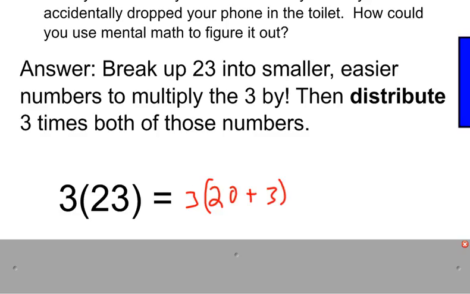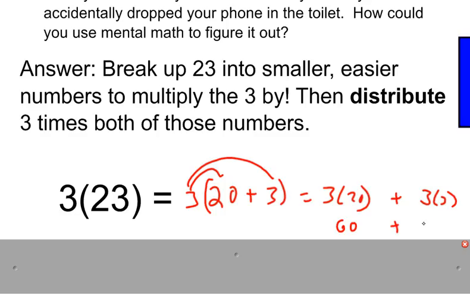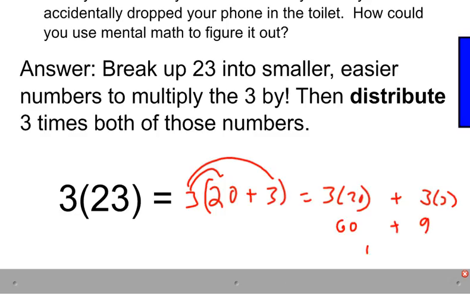Now, all you're doing is multiplying the 3 by the 20, and the 3 by the 3. And maybe you can do those easier in your head. I know I can. That's why I do this. So 3 times 20 is 60. Oh, I forgot this part. 3 times 3. 60. And 3 times 3 is 9. So you end up getting 69 as your answer. It's an easier way to break it up into smaller chunks. That's using the distributive property.